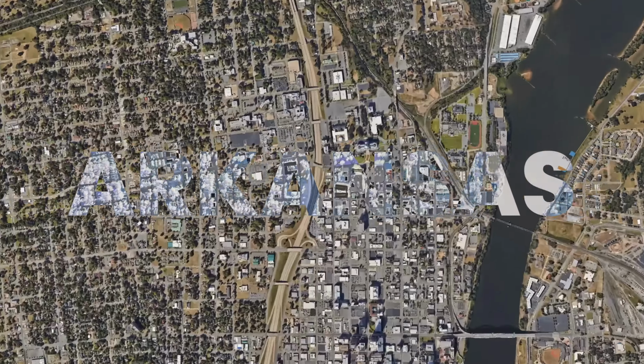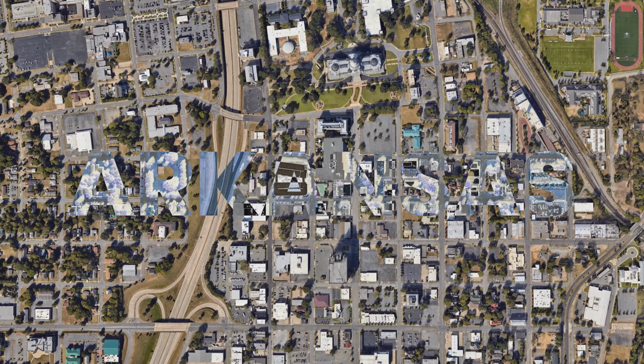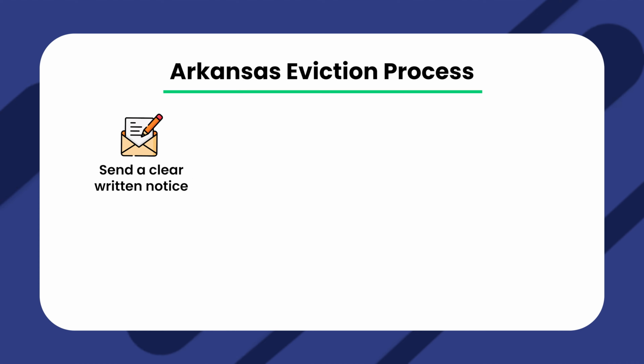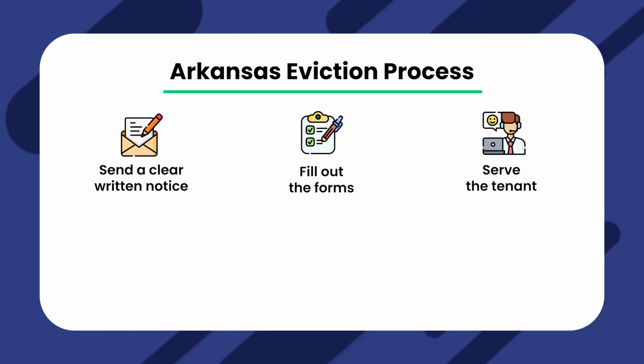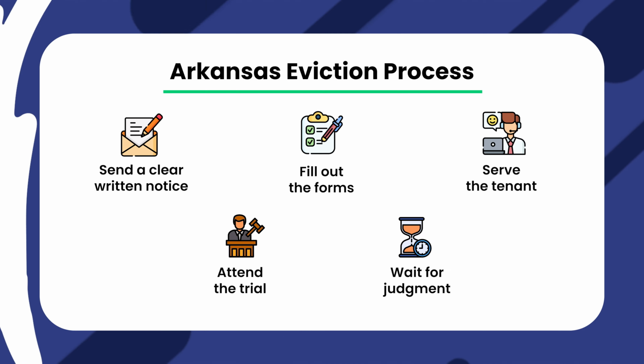The Arkansas eviction process follows the same general eviction processes as every other state. Send a clear written notice, fill out the forms, serve the tenant, attend the trial, and wait for judgment. But of course, every eviction process is different and dependent on the lease or rental agreement signed by the tenant and the landlord. It's always best to exercise meticulous file keeping to avoid errors that the tenant could exploit.